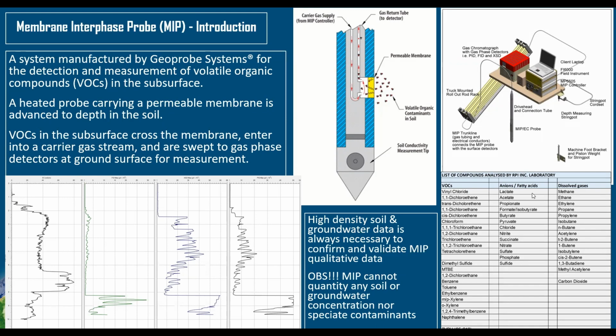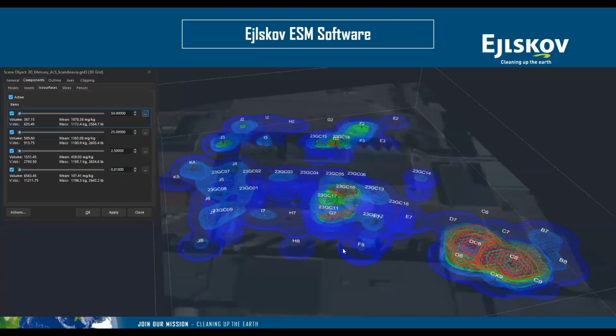And these are the list of compounds in the bottom right corner that RPI can analyze for us when it comes to VOC sites, from chlorinated to hydrocarbons to fatty acids and anions when it comes to groundwater. Same for dissolved gases, which are all good indicators, for example, for biological degradation.